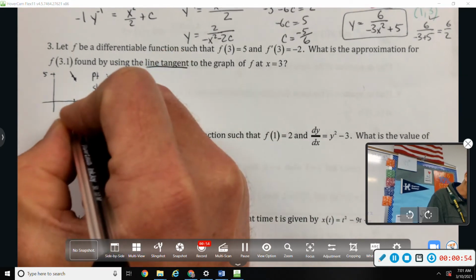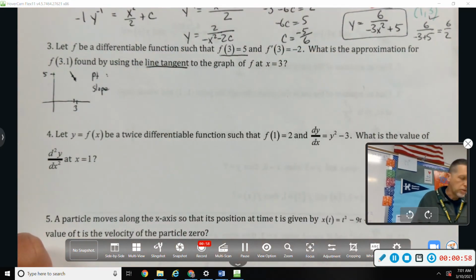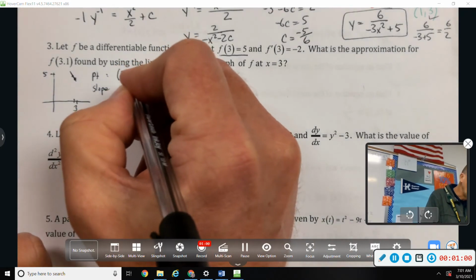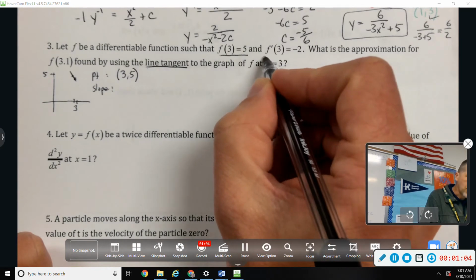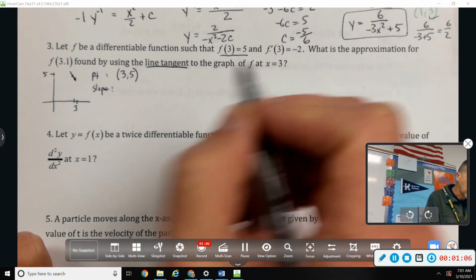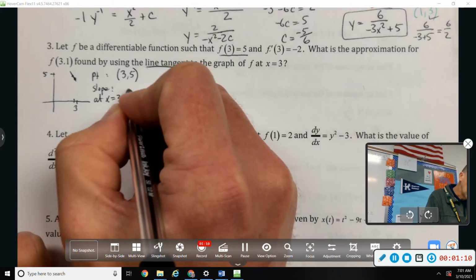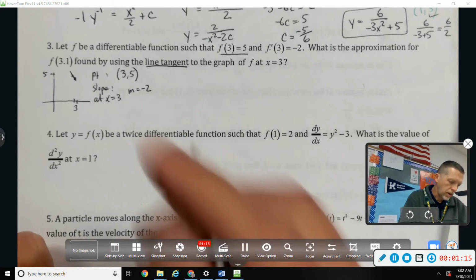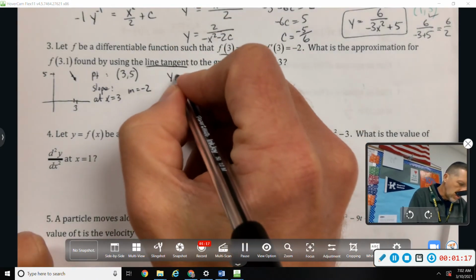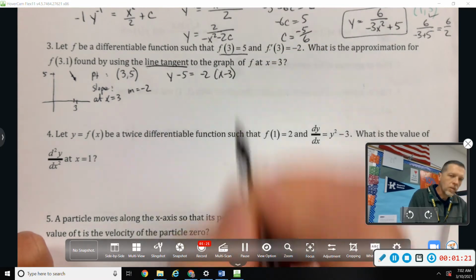Well, the point is 3, 5. They didn't say it as a point, but f of 3 equals 5 is the point 3, 5. Slope, again, they didn't explicitly say slope, but they said derivative, which means slope. So the slope at x equals 3 is negative 2. So we can write a tangent line. Y minus 5 equals negative 2 times x minus 3.